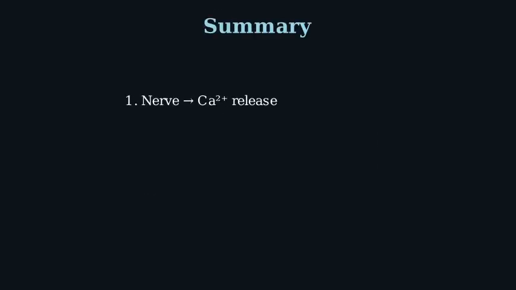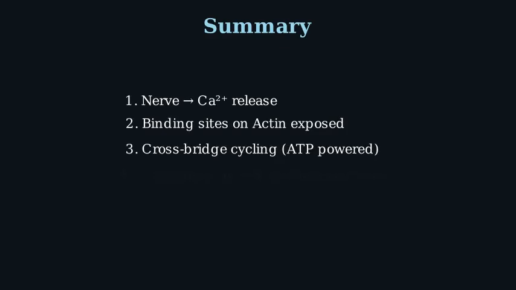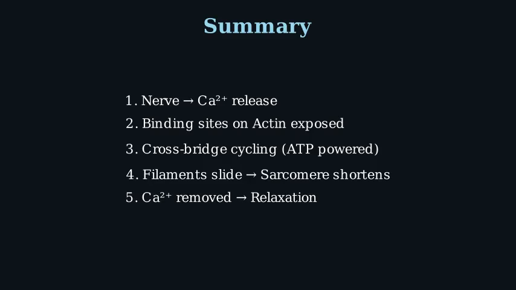When the nerve signal stops, calcium is pumped back into the sarcoplasmic reticulum. Tropomyosin covers the binding sites again, cross bridges stop forming, and the muscle relaxes.